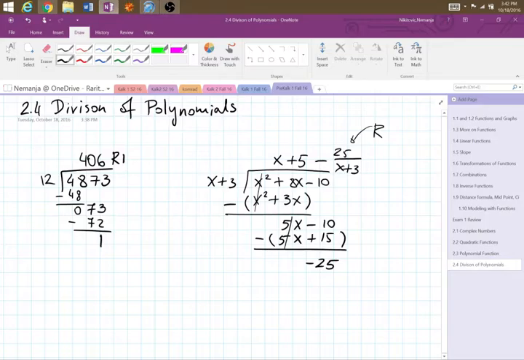So as you can see, these two methods, whether you're dividing numbers or dividing polynomials, are identical. Now, why would that be so? Just realize, if you say that x is equal to 2, you get 4 plus 16 is 20, minus 10 is 10.